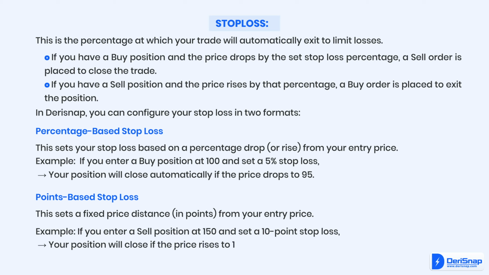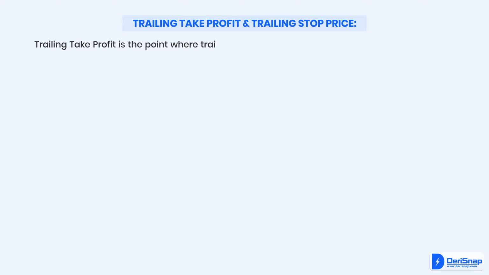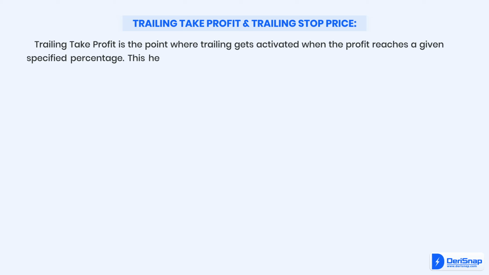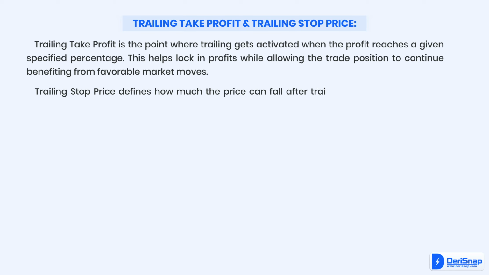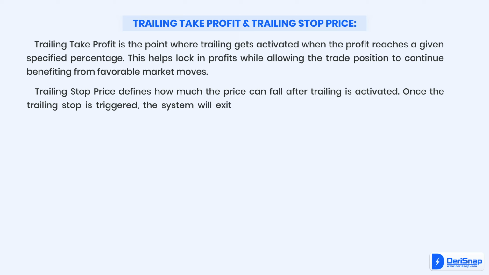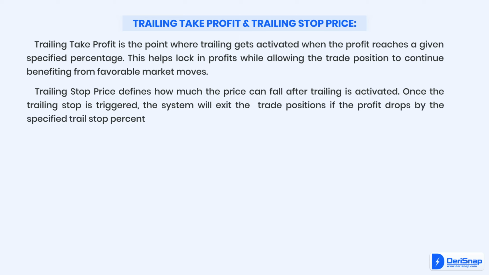Trailing take profit and trailing stop price. Trailing take profit is the point where trailing gets activated when the profit reaches a given specified percentage. This helps lock in profits while allowing the trade position to continue benefiting from favorable market moves. Trailing stop price defines how much the price can fall after trailing is activated. Once the trailing stop is triggered, the system will exit the trade position if the profit drops by the specified trail stop percentage from the highest point.